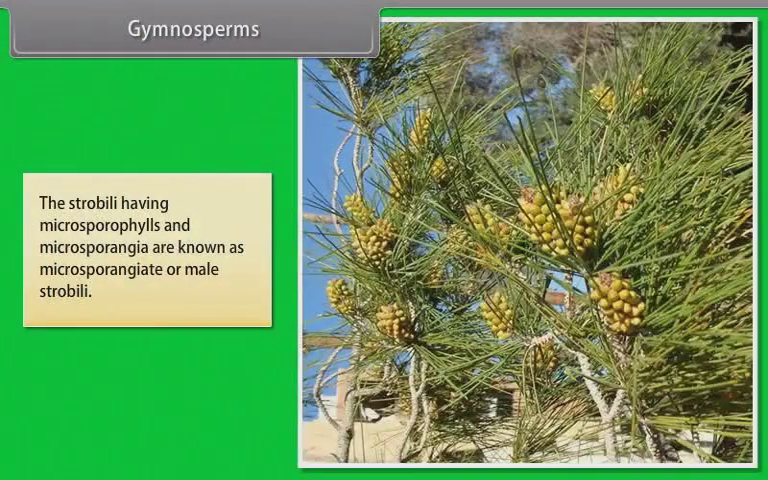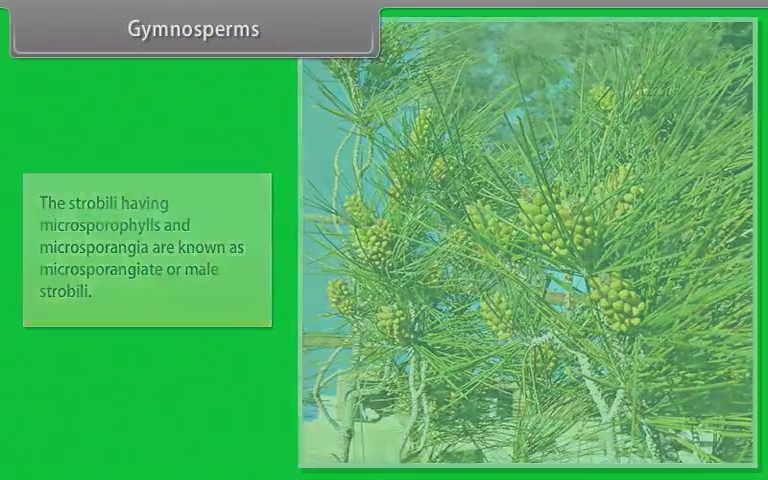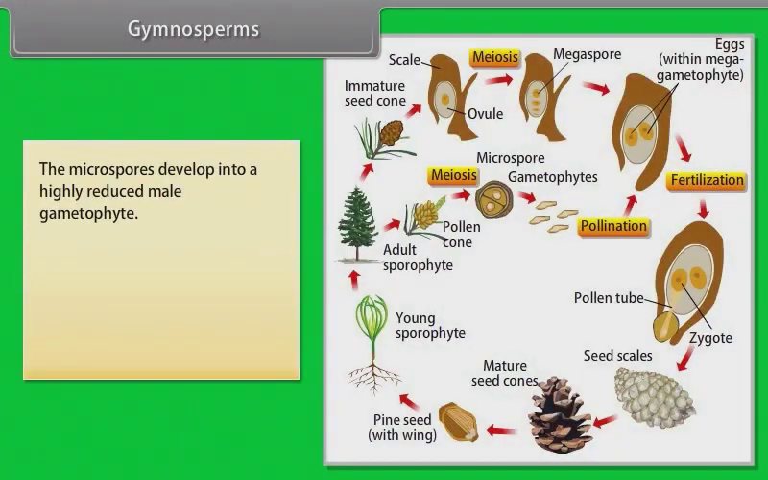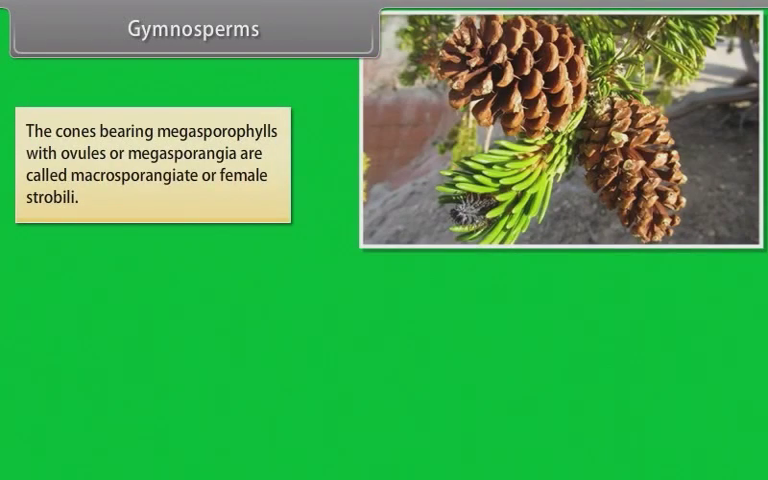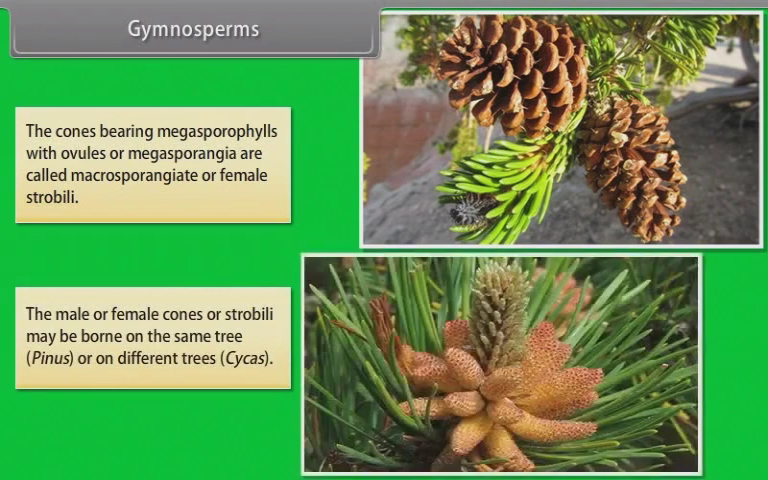The strobili having microsporophylls and microsporangia are known as microsporangiate or male strobili. The microspores develop into a highly reduced male gametophyte. The reduced gametophyte is called a pollen grain. Pollen grains are developed within the microsporangia. The cones bearing megasporophylls with ovules or megasporangia are called macrosporangiate or female strobili. The male or female cones or strobili may be borne on the same tree, Pinus, or on different trees, Cycas.